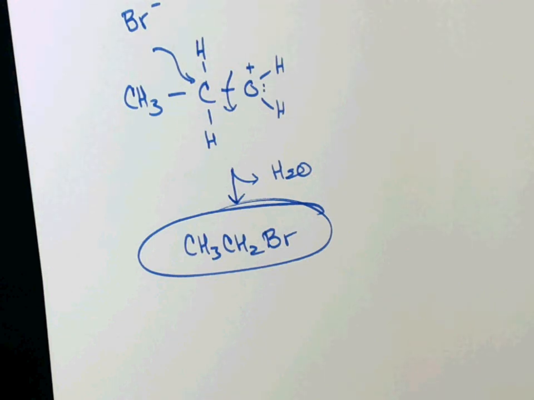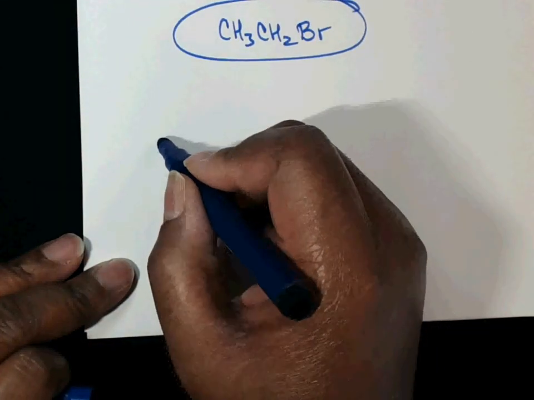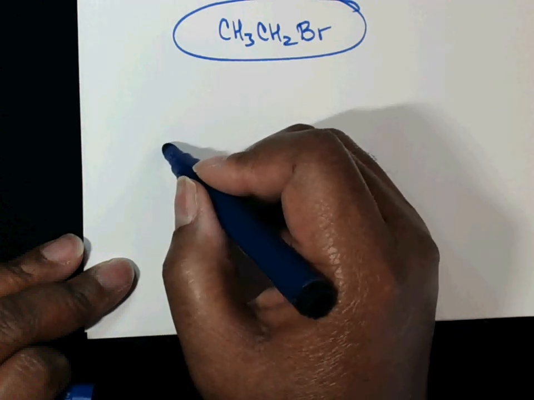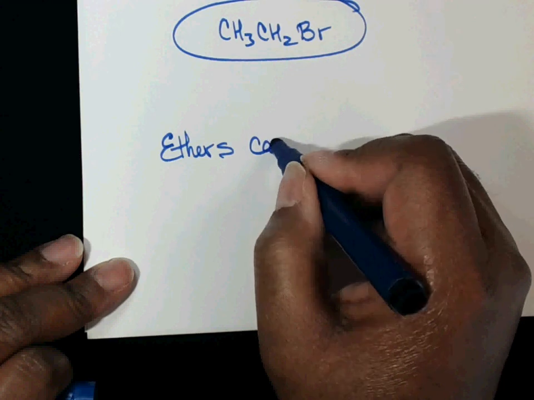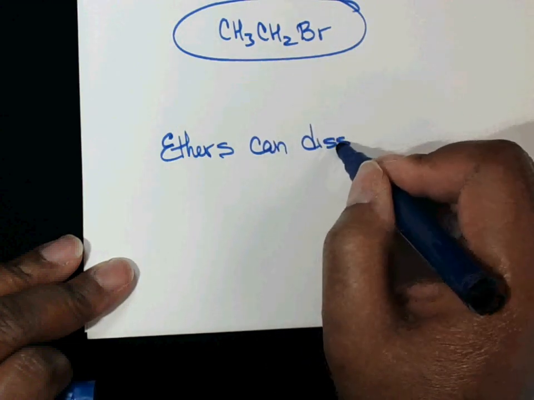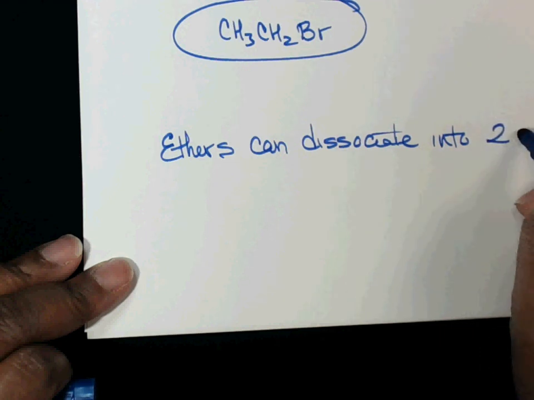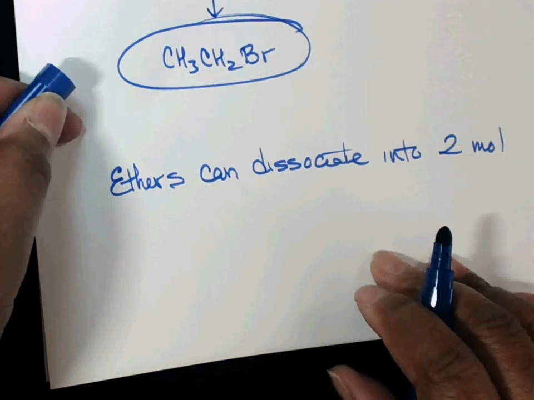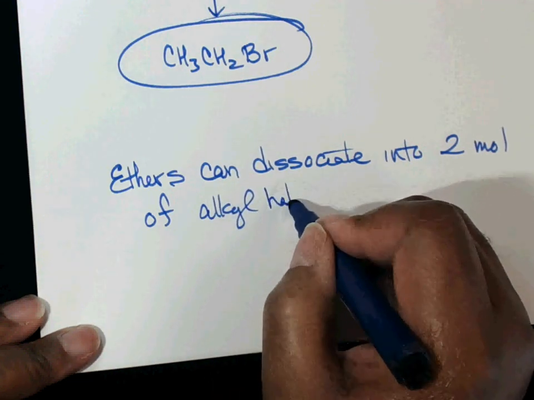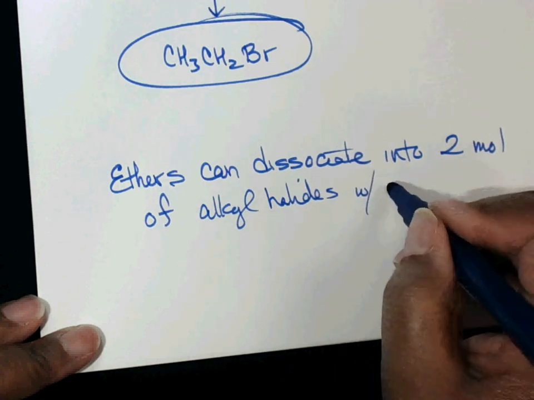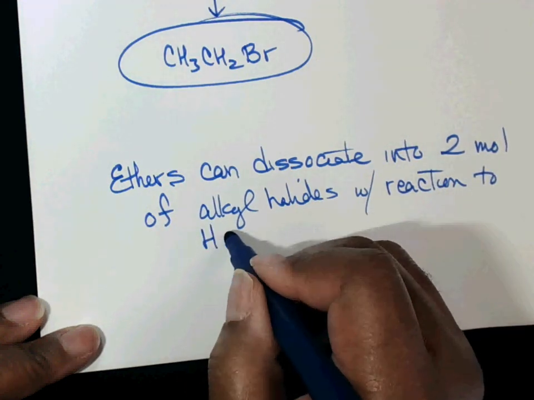So, take home message in this case is that ethers can and do dissociate into two moles of alkyl halides with reaction to a hydrogen halide.